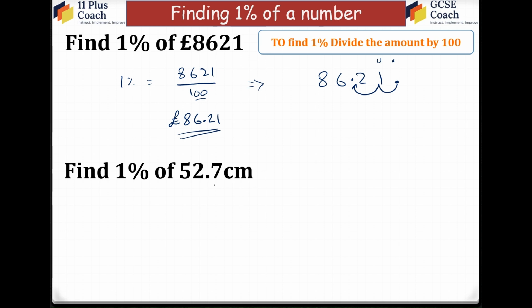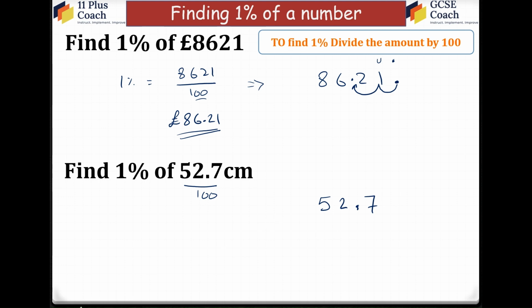Okay. Next question is find 1% of 52.7 centimeters. Now this one's slightly easier because I can already see where the decimal point is, but the method is still the same. Divided by 100. So in this case, the decimal point is already visible. So 52.7. I can see the decimal point. I need to move it 2 places to the left because 100 means 10 times 10.